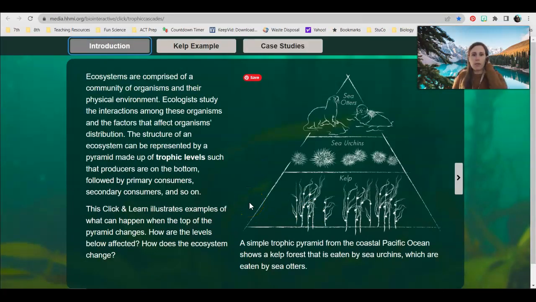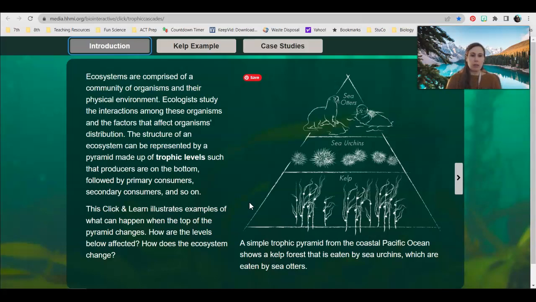Ecosystems are comprised of a community of organisms and their physical environment. So when we talk about an ecosystem, we're talking about all the living things, but also all the non-living things, because we wouldn't see animals that aren't adapted to that environment in that environment. Okay, so that's really important that we consider both their environment and the different organisms that live there and how they're adapted. Ecologists study the interactions among these organisms and the factors that affect organisms' distribution.